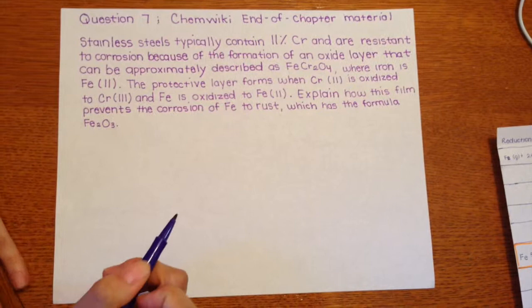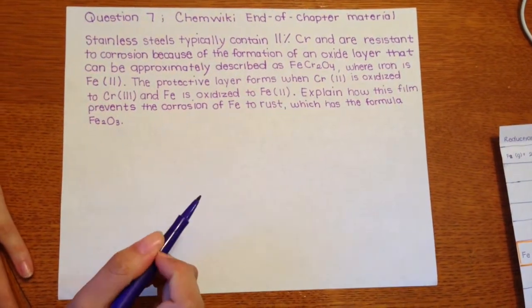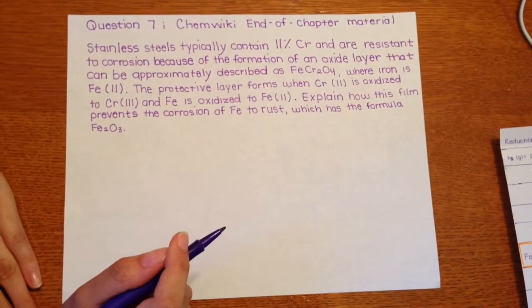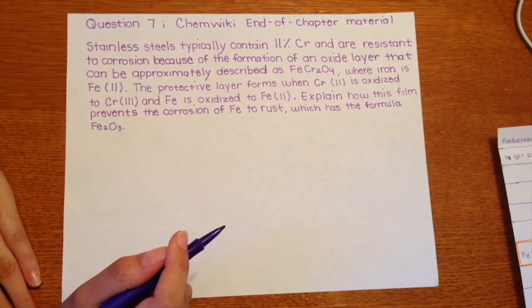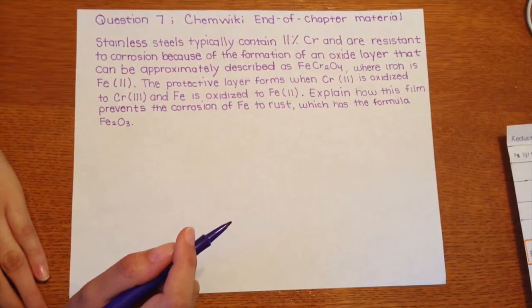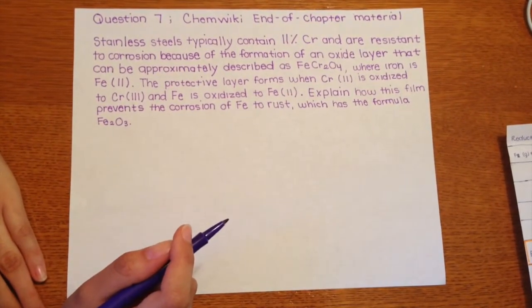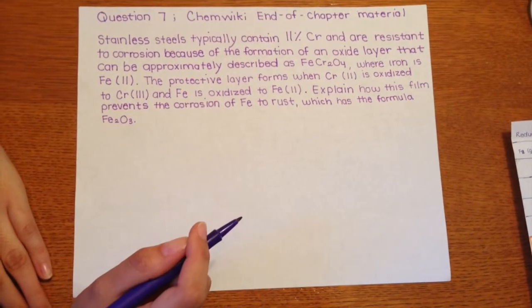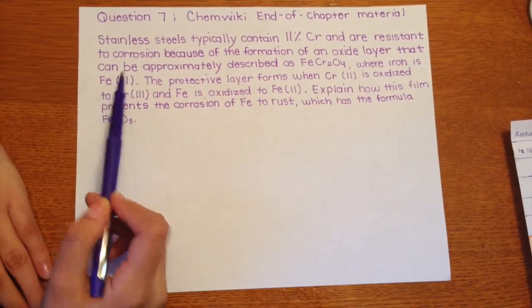Question 7, ChemWiki, end of chapter material. Stainless steels typically contain 11% Cr and are resistant to corrosion because of the formation of an oxide layer that can be approximately described as FeCr2O4, where iron is Fe2+.